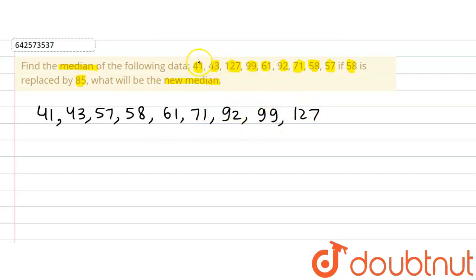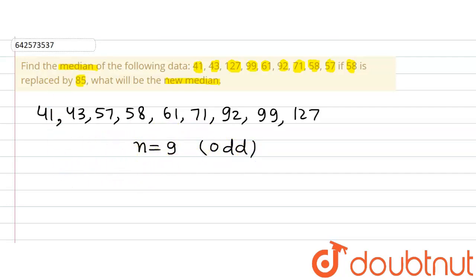And in the data which we were given, there are 1, 2, 3, 4, 5, 6, 7, 8, 9. 9 terms are there, 9 terms are here. That means no term has been missed out. Now let's write down the number of terms here. So the number of terms is 9. 9 means odd. So there are an odd number of observations.